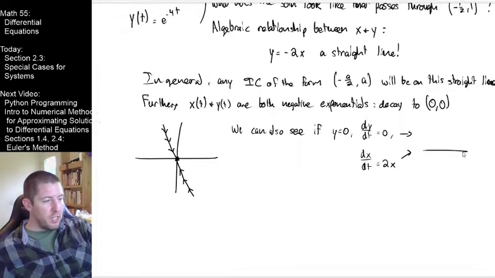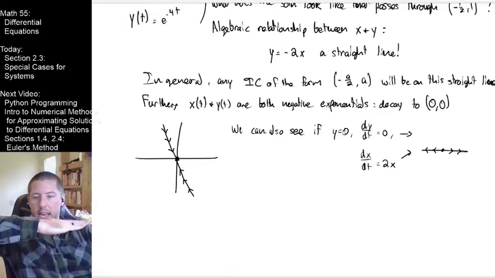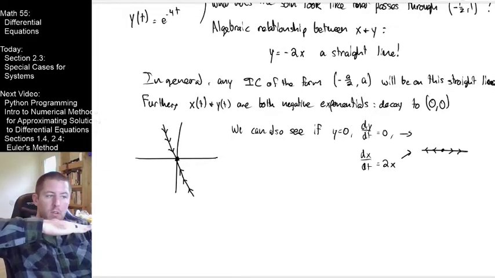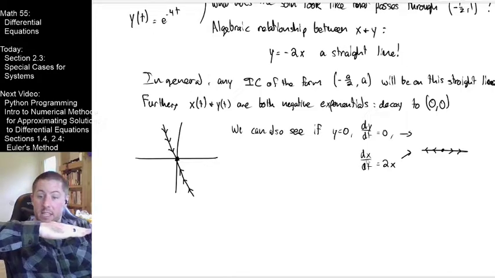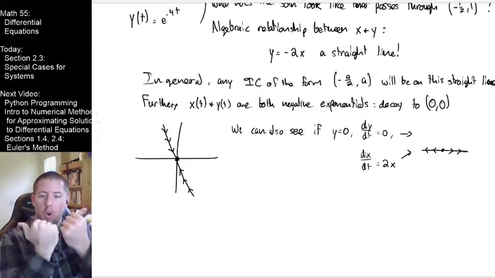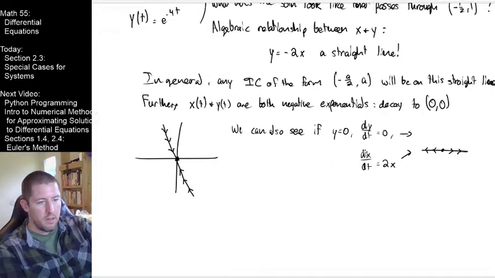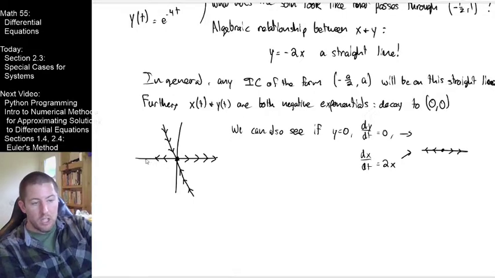These two pieces of information collectively tell me that we should be growing away from 0 right there on the x-axis, right? If y is 0, we're looking at the x-axis. If y is 0, dy/dt is 0, and dx/dt is positive 2x, saying grow away from that equilibria at 0 right there. So I think that I actually know two straight line solutions that live in the plane. And again, this is just awesome.